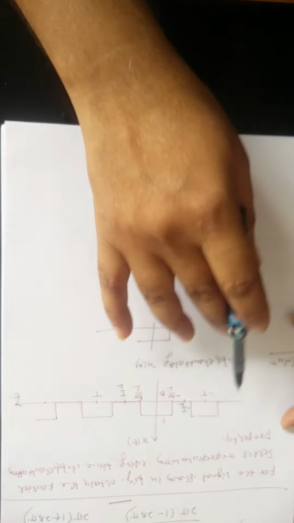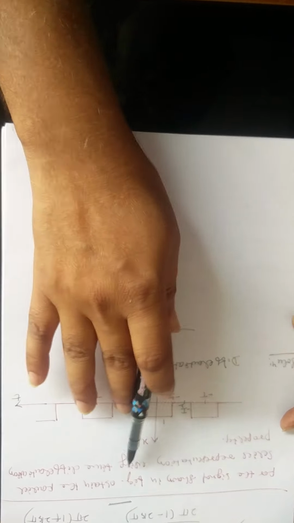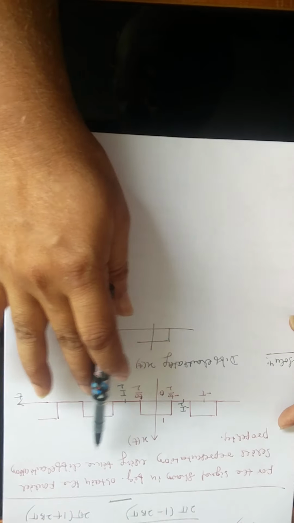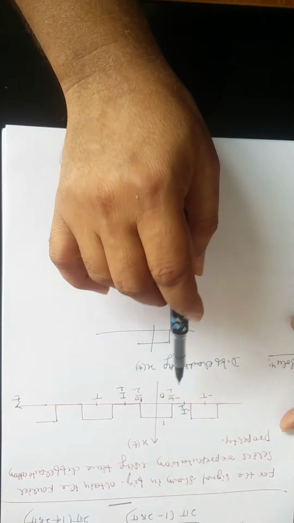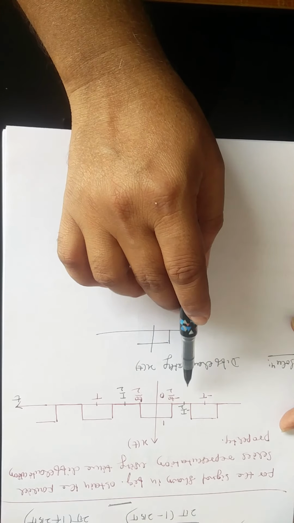Solve the problem on finding the Fourier series coefficients. For the signal shown in the figure x of t, obtain the Fourier series representation using the time differentiation property. Here this is the question they are given, this rectangular pulse.